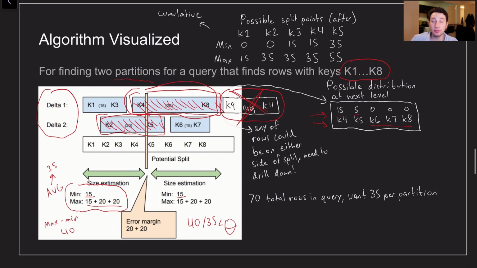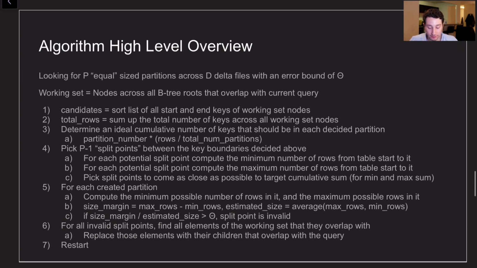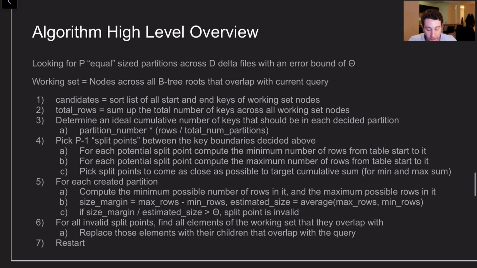Basically, I'm now going to really formalize the algorithm. It's going to get a little bit confusing because there's a lot of text on this next page, but hopefully it makes sense overall. Okay, so here is going to be our overview. Like I said, across D delta files, as we saw last time, we want P different equally sized partitions, and we have some error bound of theta.